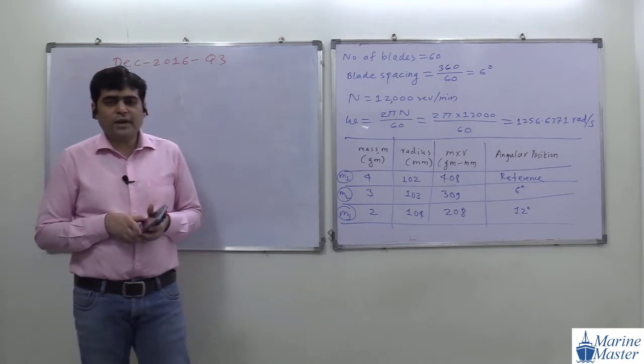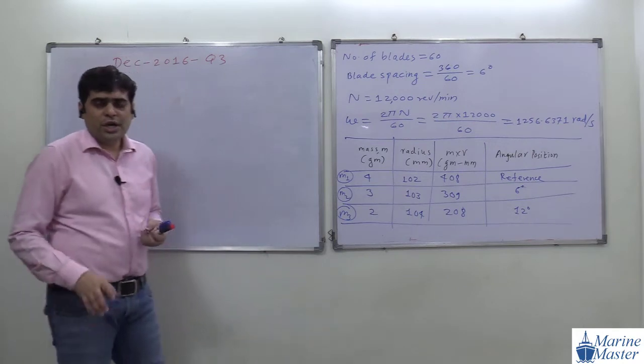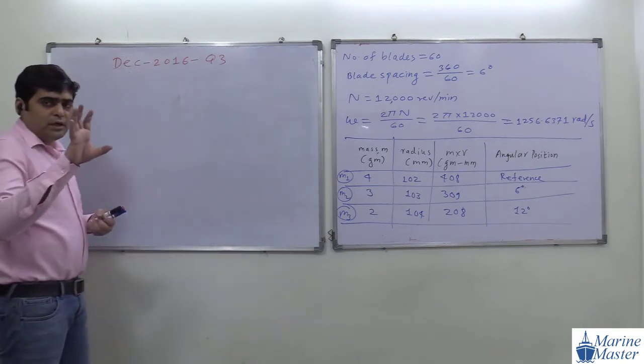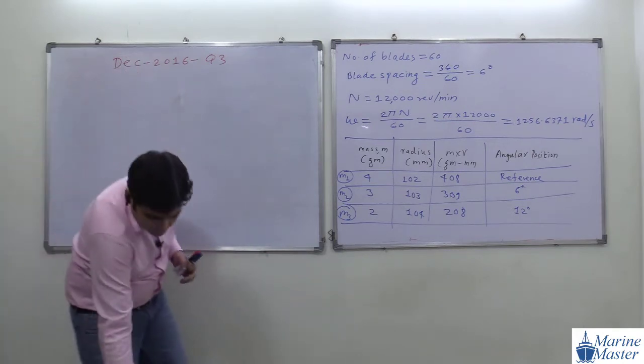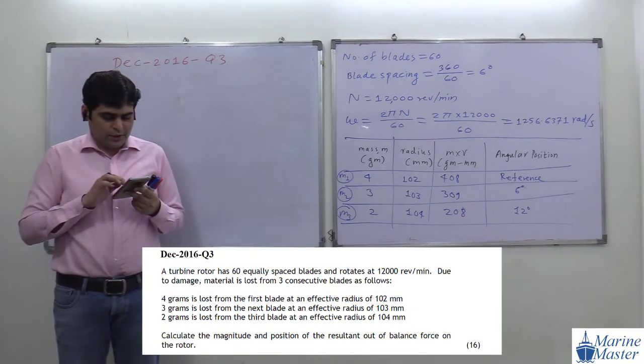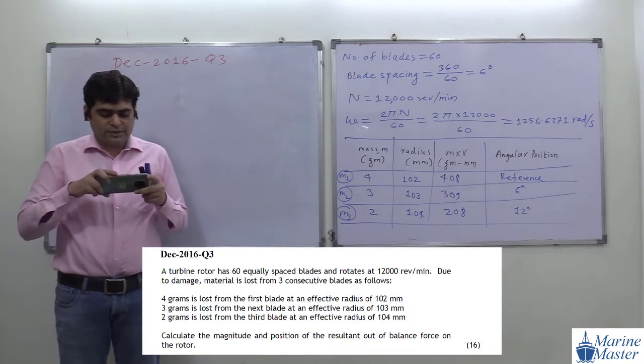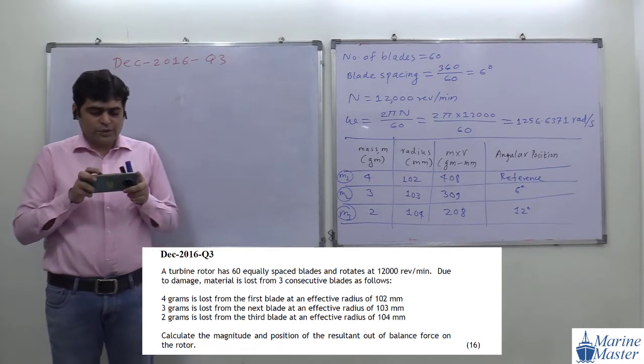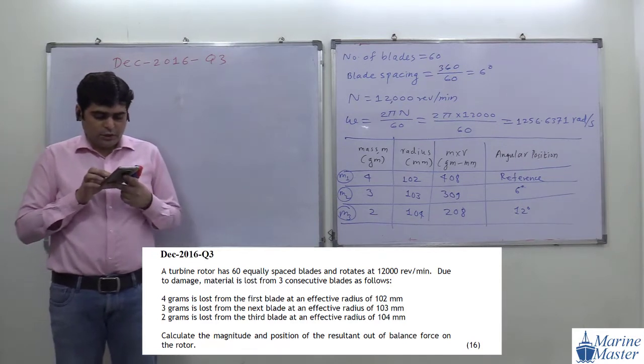Okay. So what have they given us in the question? We are given a rotor. See the scenario. I am going to read the question once again. So in the question, what have they given us?